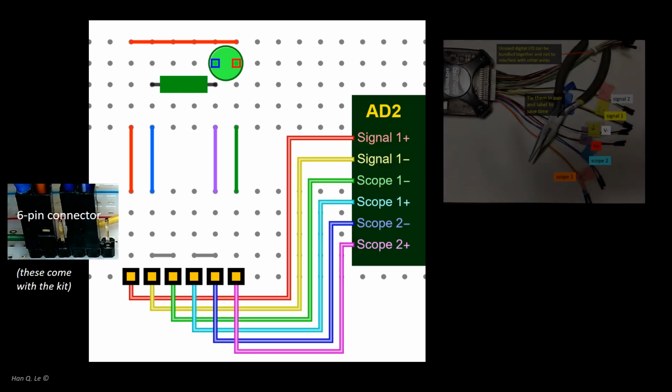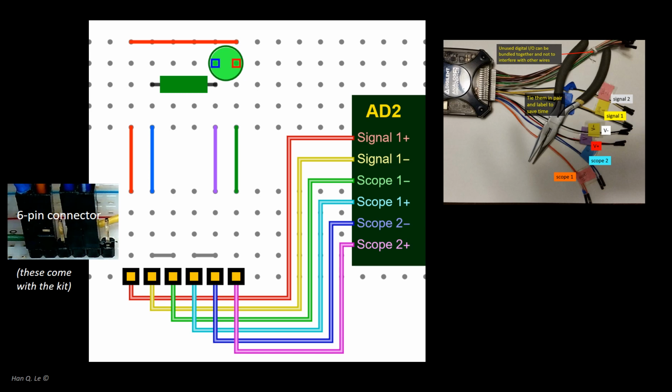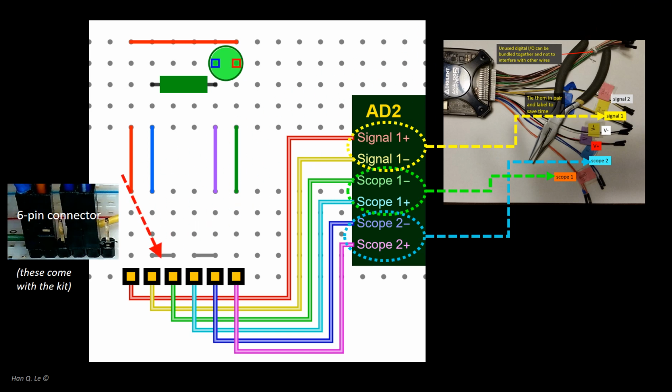Step 3. Locate the various cables from the AD2 connector that comes with the kit. There are 3 pairs of cables: signal 1, scope 1, and scope 2. Each pair has a plus and minus. Insert the cable ends onto the 6-pin connector gently, avoiding bending or breaking the pins. There is some flexibility, so you can interchange the cables if necessary.